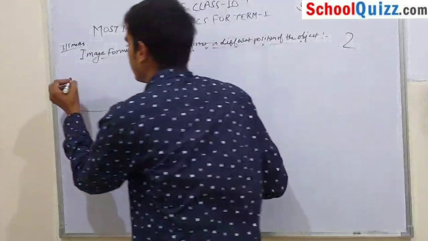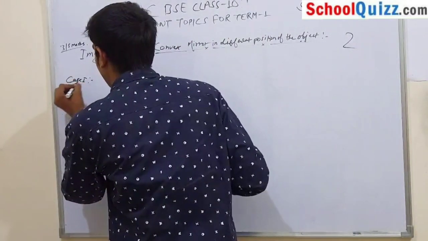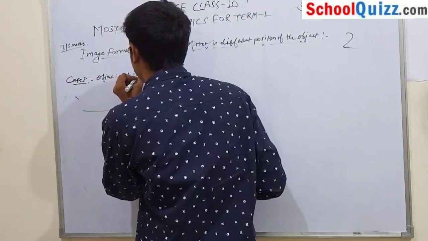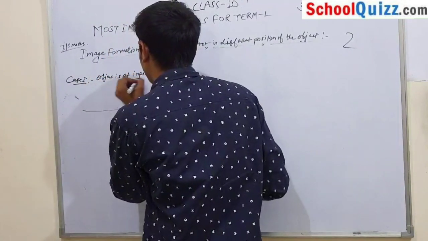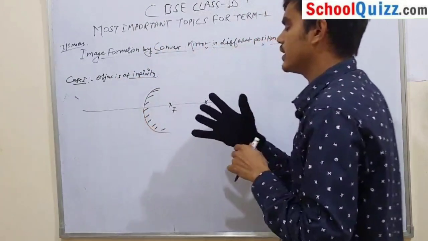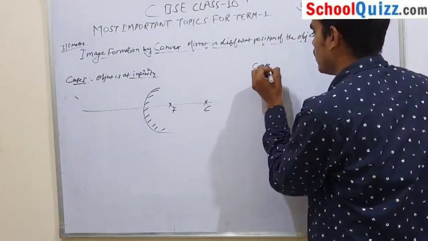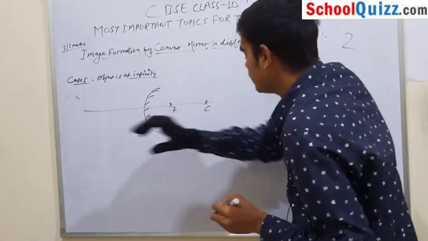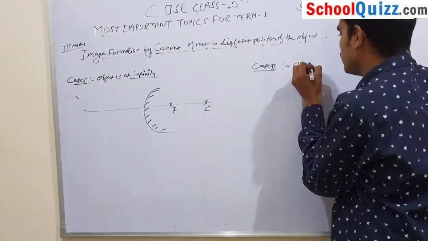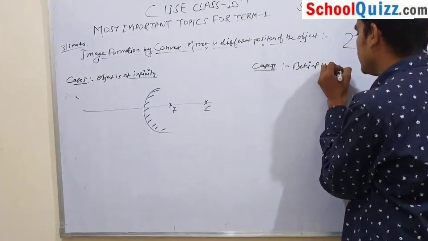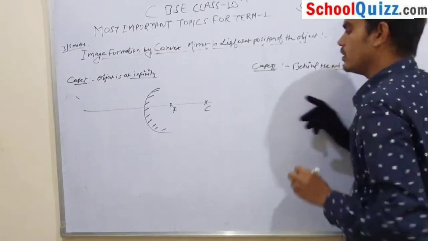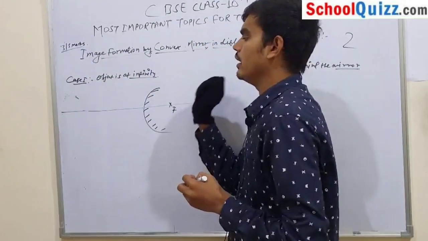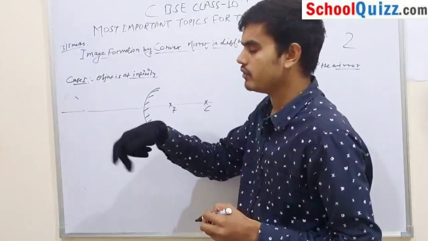First is what? Object is at infinity. Or the second case: the object is between infinity and the mirror. So let's discuss the first. In the first case, your object is far away from the mirror.